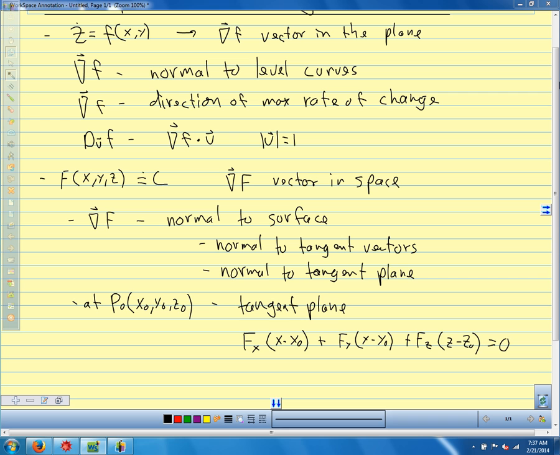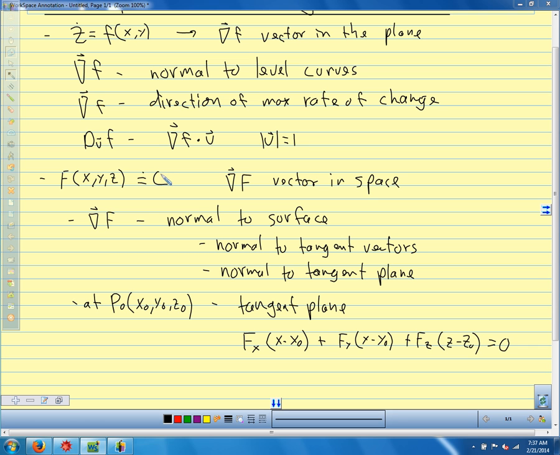So what I want to do today is just go through some examples of some different types of problems that we can solve with the gradient as a normal vector to a surface. But I want to talk about these big picture things first. Is everybody good with all of this information?